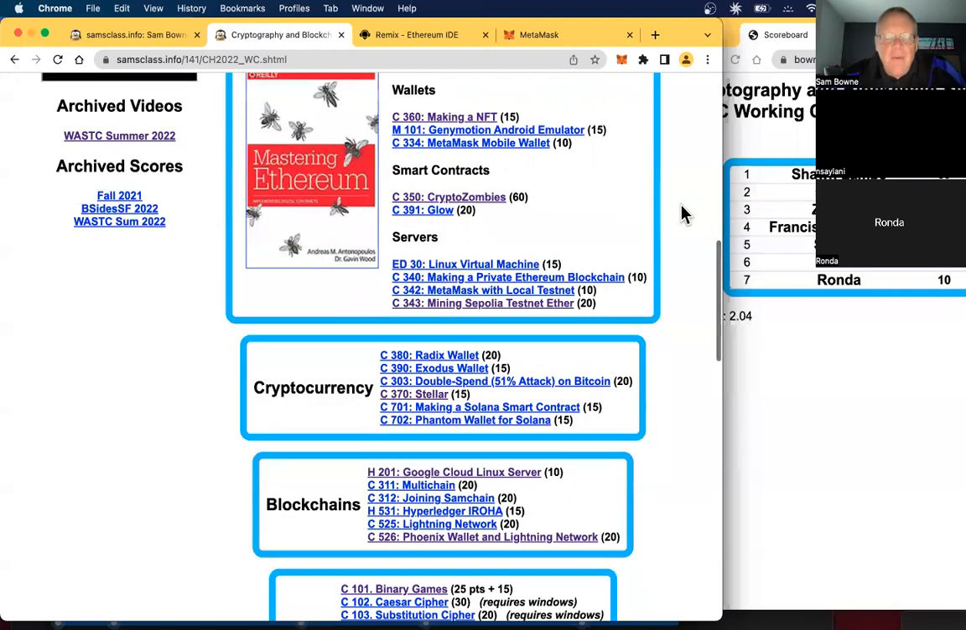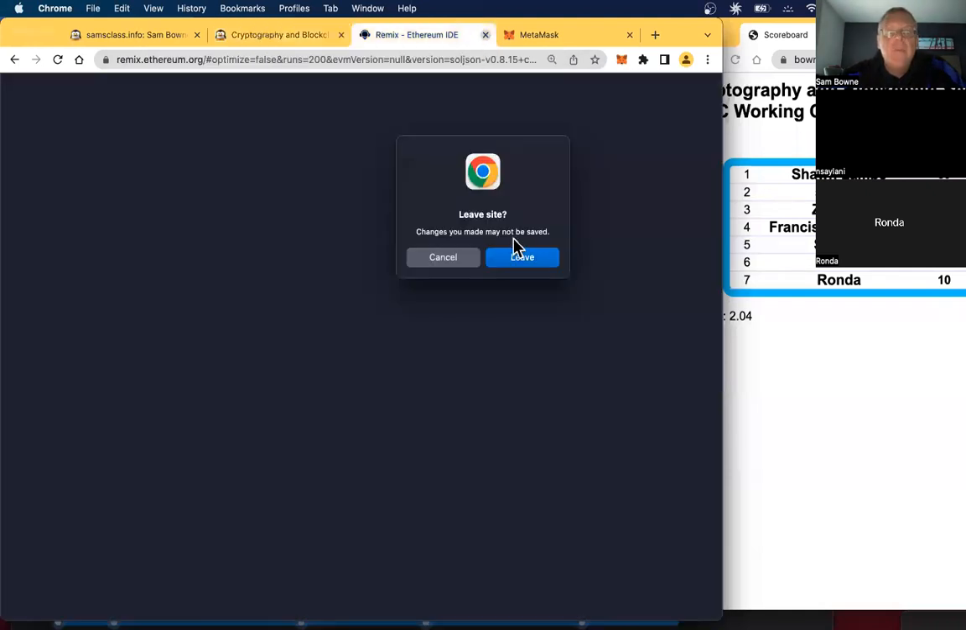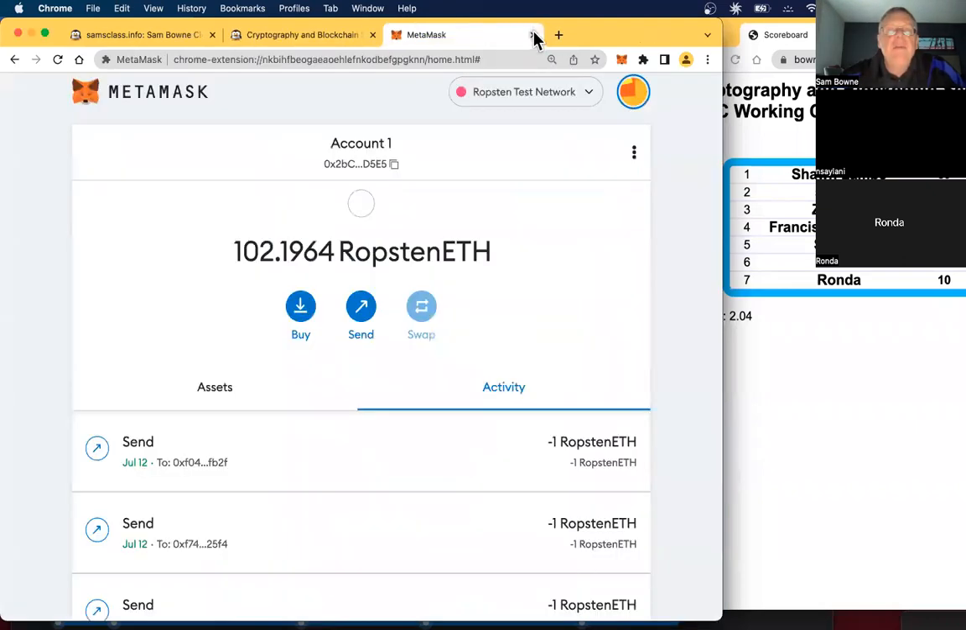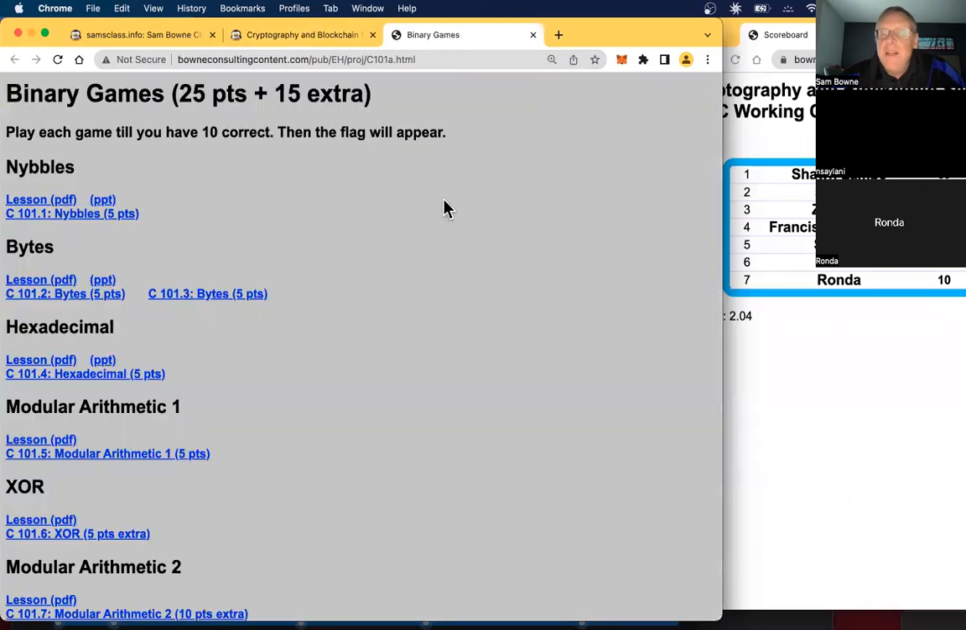Okay, so I want to point out some simple basic cryptography here. And the first one, let me get rid of this cryptocurrency stuff. All right, the first thing is just binary games. If your students don't know binary, they have to learn it at some point. And I made some lessons here, which seem to be a fun way for them to do that.